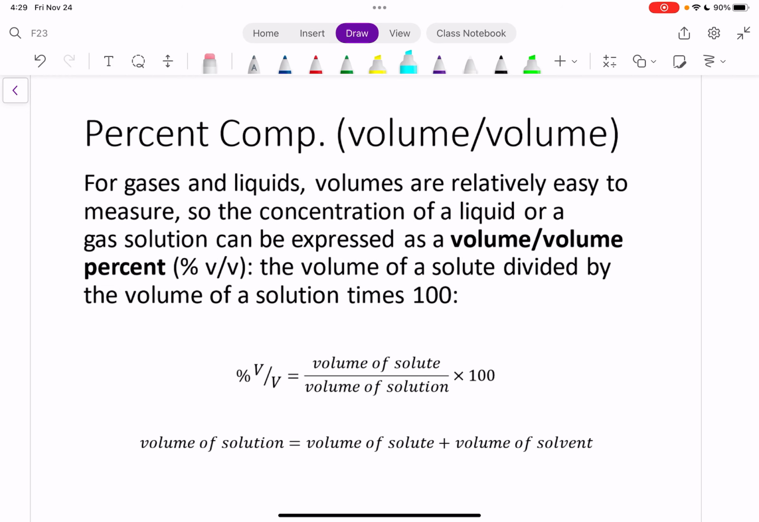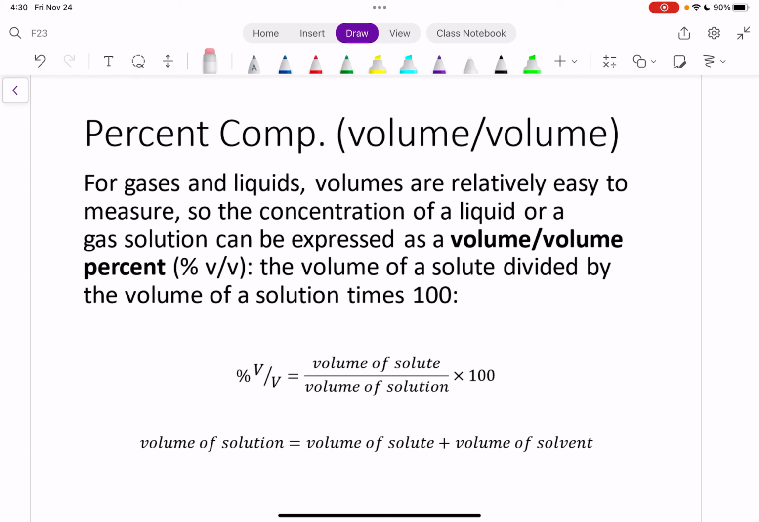So the other percent composition we want to talk about is volume by volume. Just like we can use mass by mass to describe the percent composition or the concentration, we can use volume as well. For gases and liquids, volumes are much easier to measure than for solids. So the concentration of a liquid or a gas can be expressed as a volume by volume percent. This is the volume of a solute divided by the volume of a solution, and then you multiply by 100 to get into the percent form.